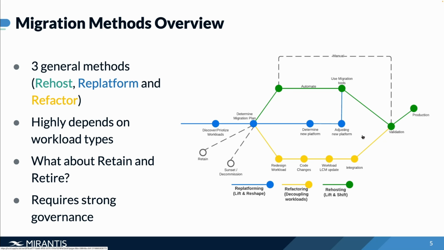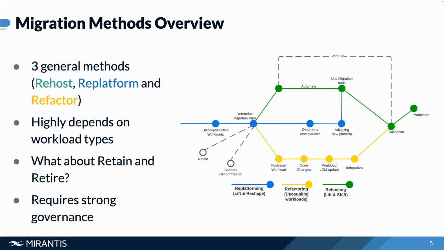And then the final one is refactor. Again, we start with the same principles: discover, prioritize, and migrate through a plan. And then there is a lot of work around redesigning the workload, managing the code changes, building all the lifecycle management system around these workloads, doing the proper integration, and then again deploying, validating, and going into production. So these are the standard main ways of tackling the migration from a given environment to another environment.